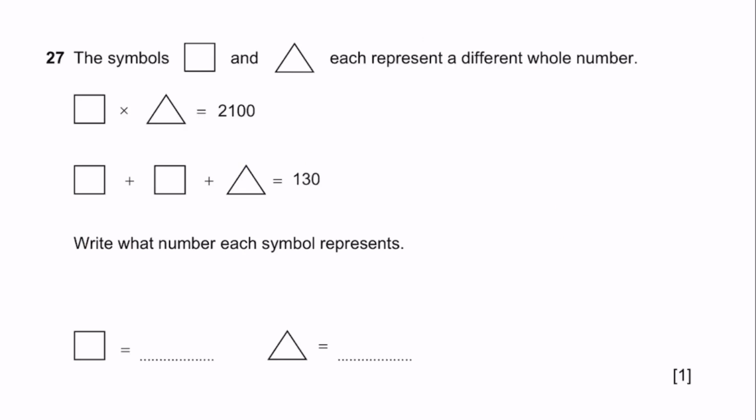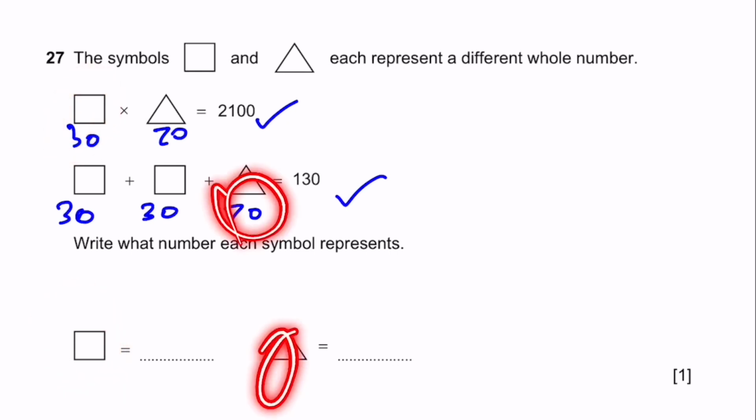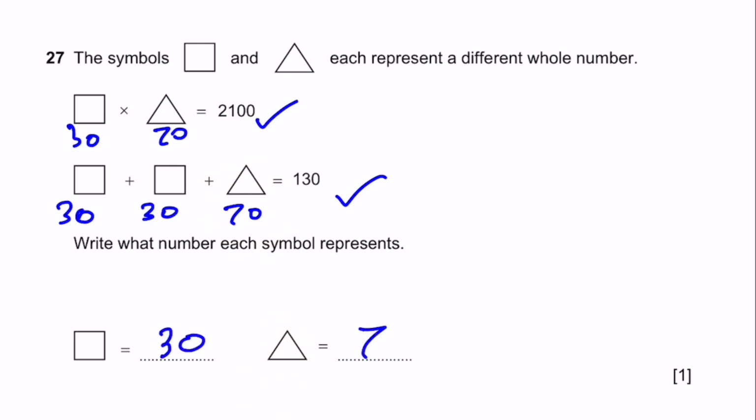Question 27. The symbols square and triangle each represent a different whole number. Write what number each symbol represents. Square into triangle equals 2100. Square plus triangle equals 130. Let's take two numbers which multiply to 2100. So let's take two numbers which both have 0 as their ones digit. 30 into 70. That's equal to 2100. That's right. Now 30 plus 70 is equal to 130. Number 30 is a square and number 70 is the triangle. We can write that down.